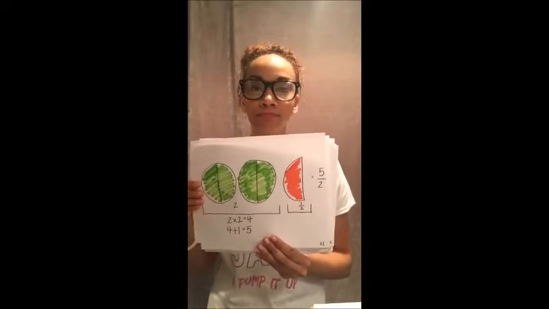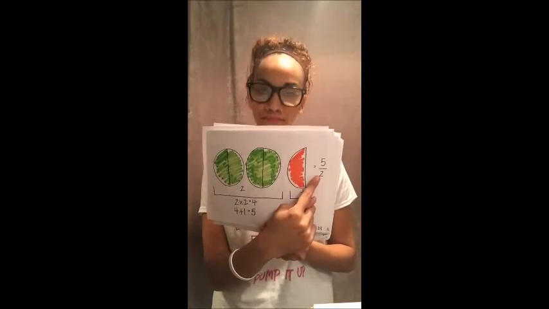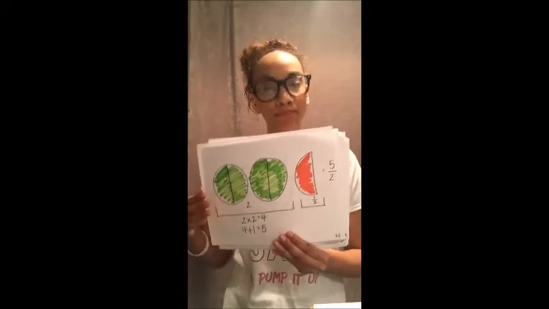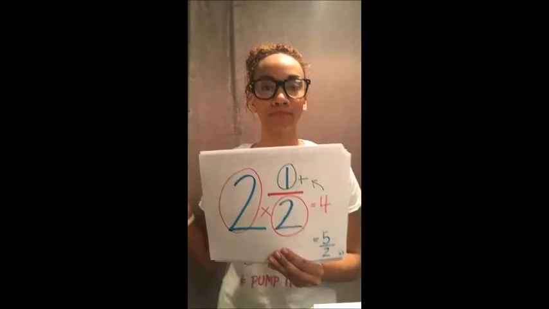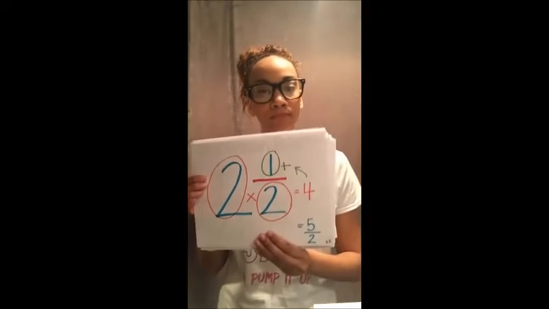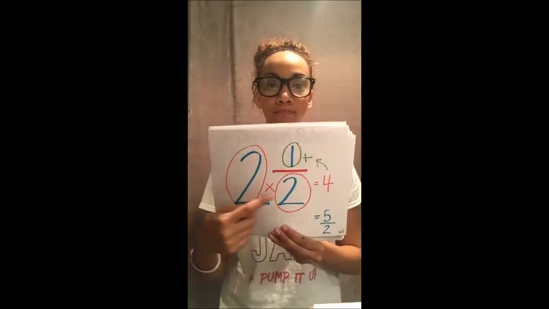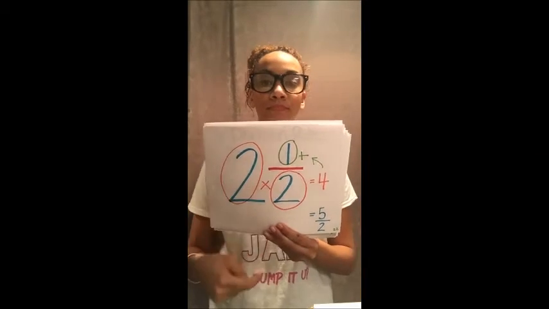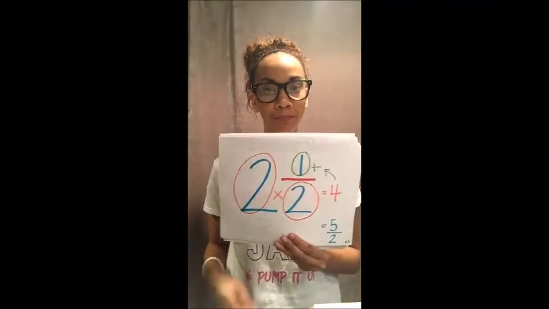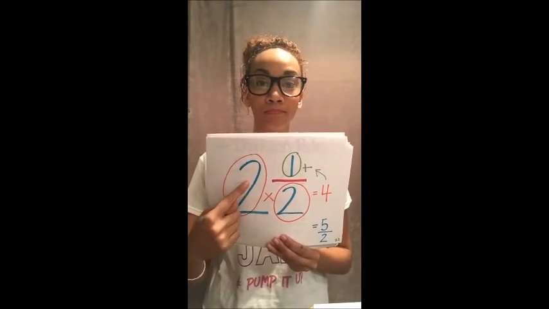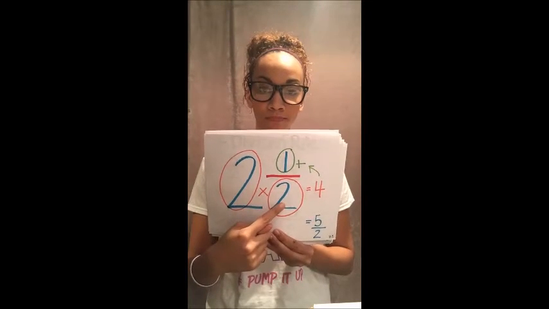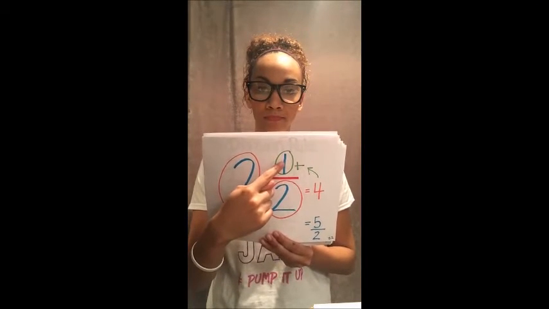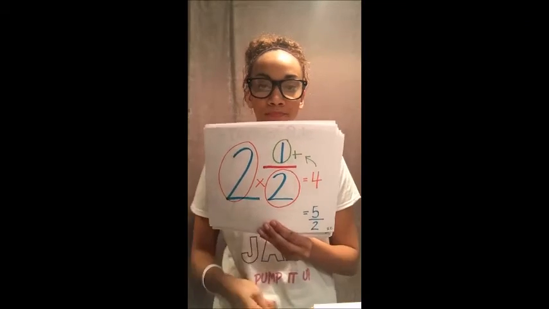Notice that the denominator did not change. It is still 2 to show halves. So to rename a mixed number as an improper fraction, it's a breeze. Simply multiply the whole number by the denominator and add the numerator. Watch and see. So one more time. We multiplied the whole 2 times the denominator and added our numerator to get a total of 5 halves.